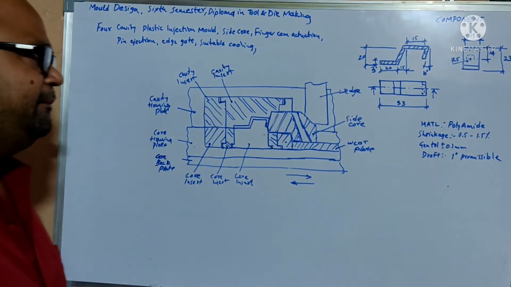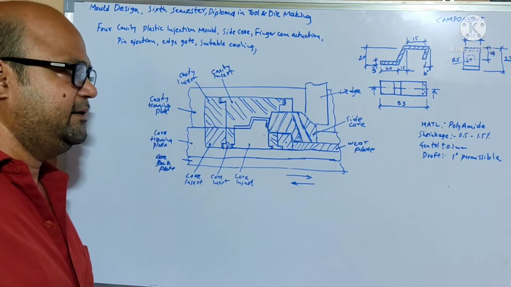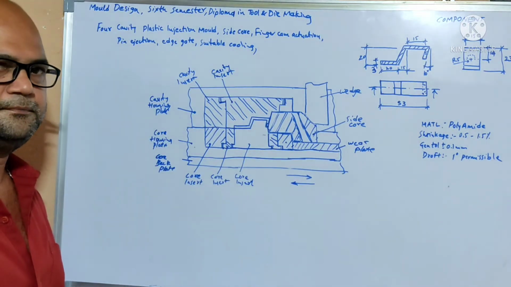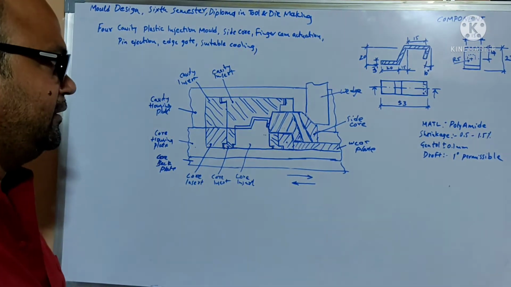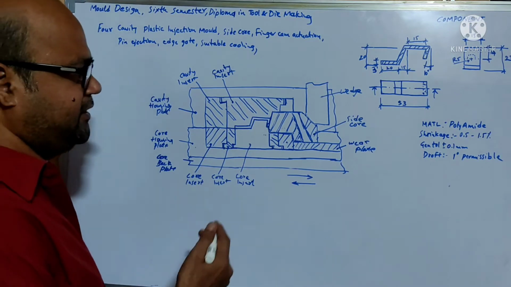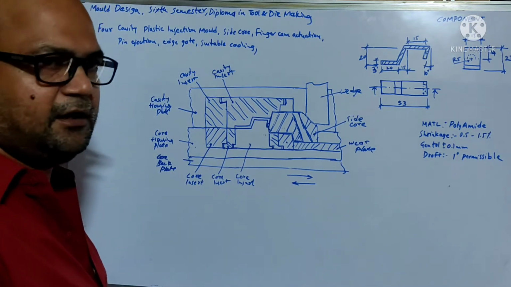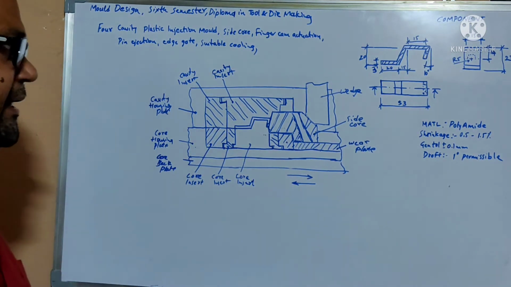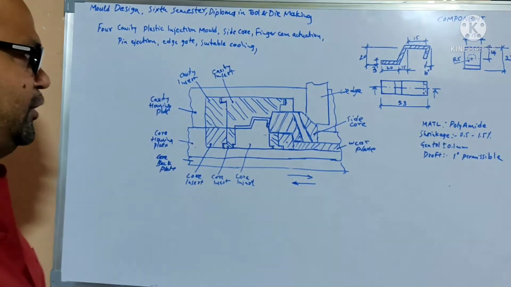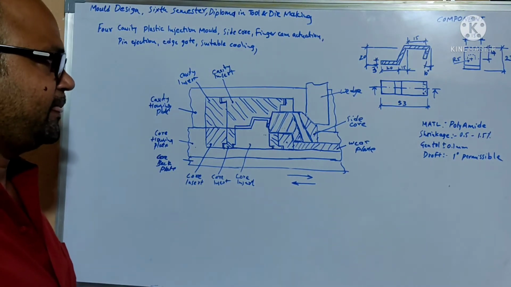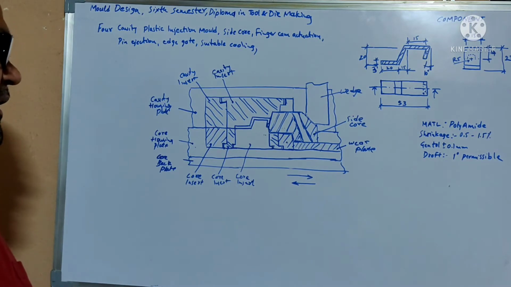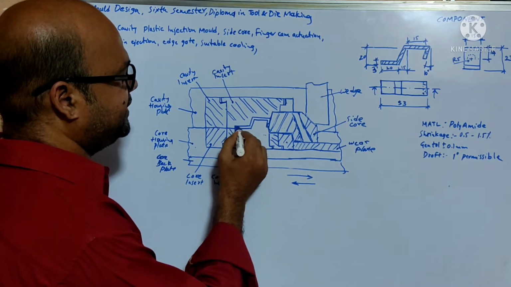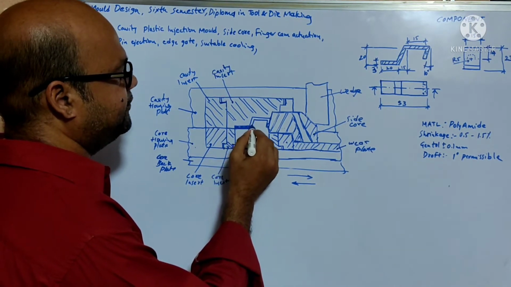This is the main element where the side core is locked. Here, after the closing of the side core by the action of the finger cam and locking by the wedge, through the feed system, sprue, runner and the gate, the component is filled here. You are observing the component is filled.